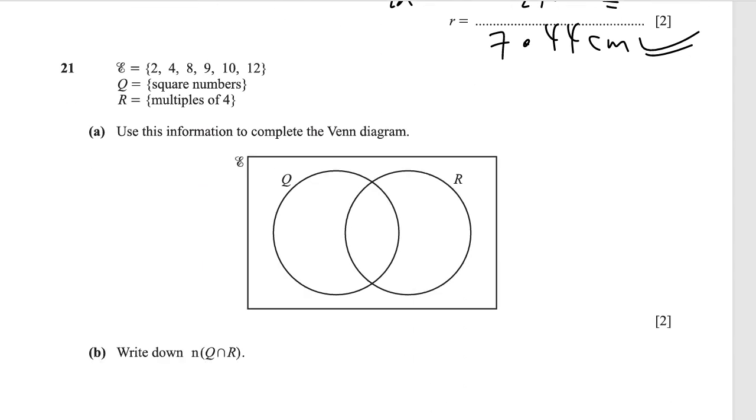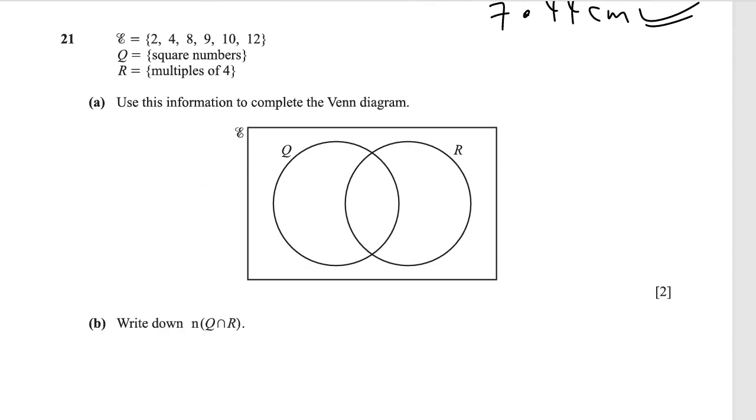Okay, next question. Question 21 says, this is the universal set 2, 4, 8, 9, 10, 12, and for Q we have square numbers, and for R we have multiples of 4. So for the square numbers from the universal set we have 4 and 9, right? Because 4 is a square number because 2 times 2 is 4. 9 is a square number because 3 times 3 is 9, right? A number that multiplies itself to produce a number, that number is the square number.